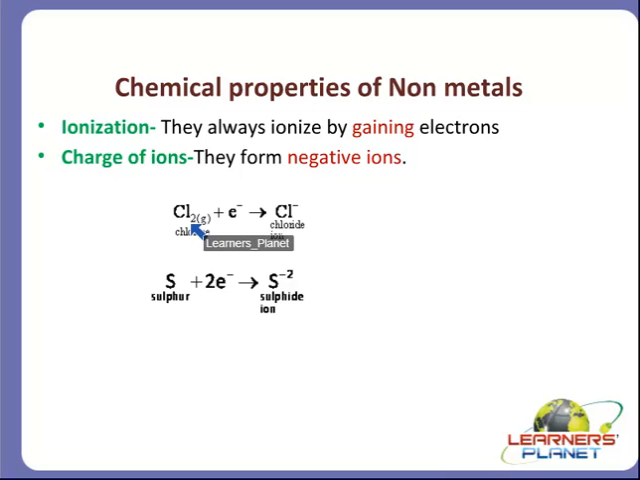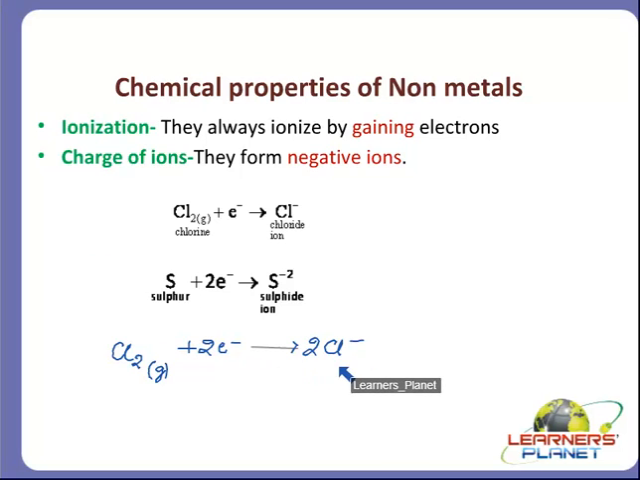Like chlorine, children, Cl2. How many electrons should it accept? It should accept 2 electrons, right? So I am writing Cl2. I can't write Cl because chlorine is a diatomic gas. Got my point? Now this will accept 2 electrons, and it will form 2 Cl minus ions. So what type of ion is this? This is a chloride ion or a negative ion.